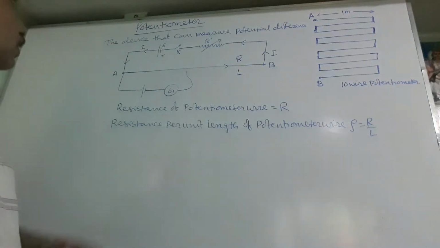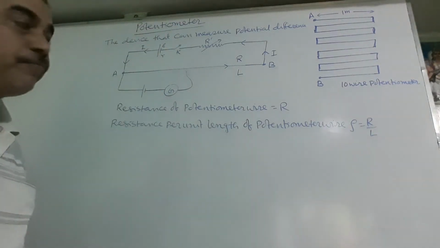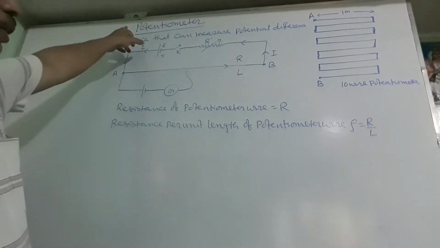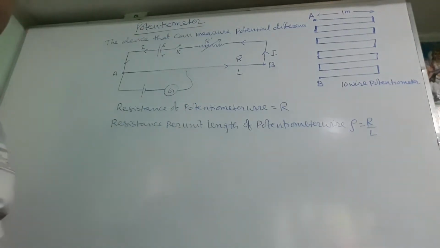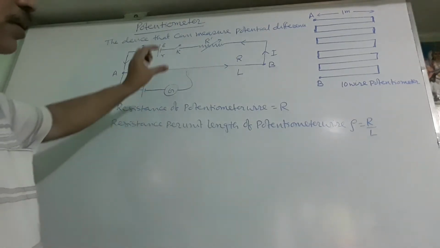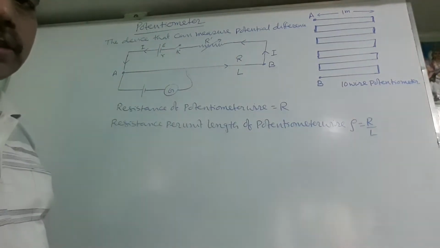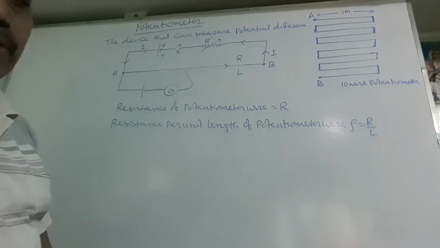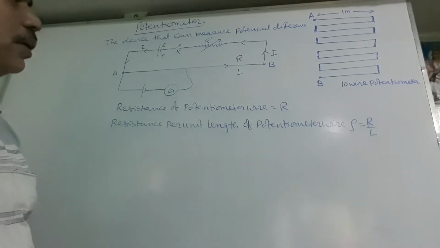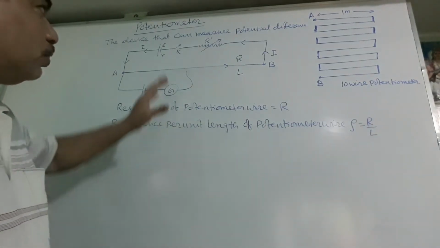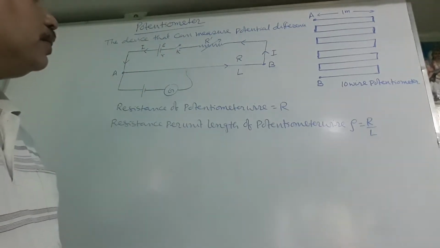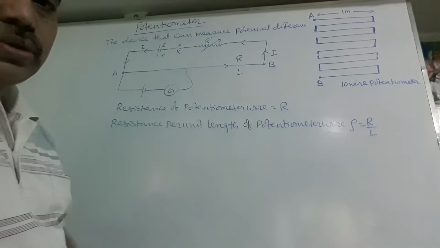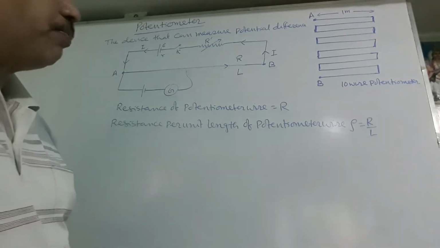So today we are going to discuss the potentiometer. The potentiometer is a device which can measure potential difference. It is a sensitive device by which we can measure very small potential differences, whatever they may be. It is very accurate and very sensitive. Some other usages are also there that we will discuss afterwards.